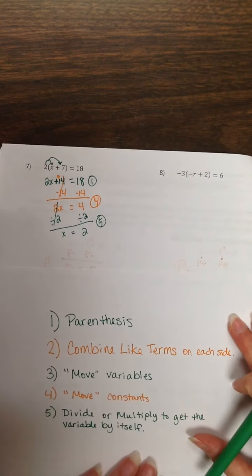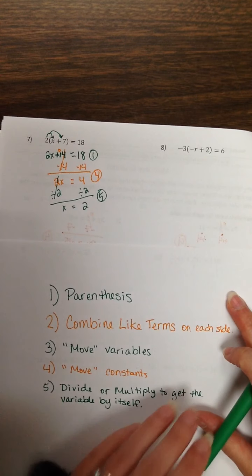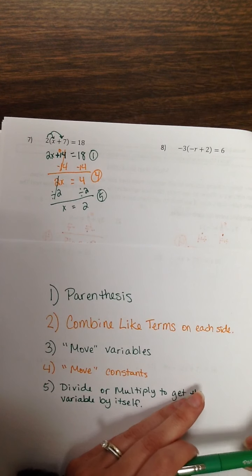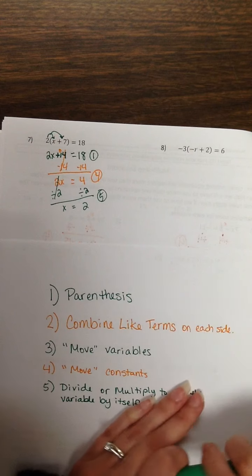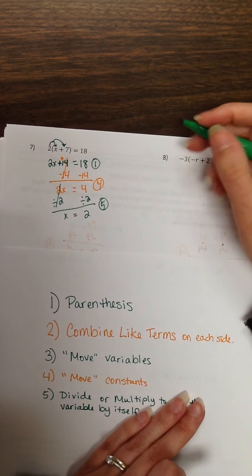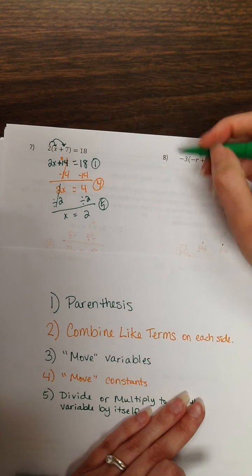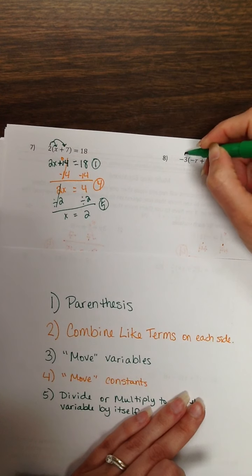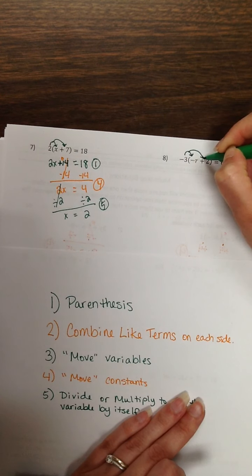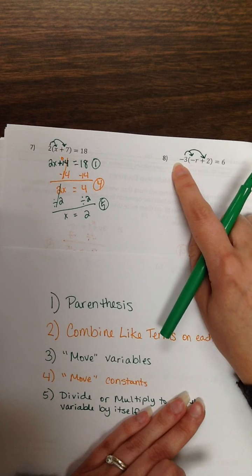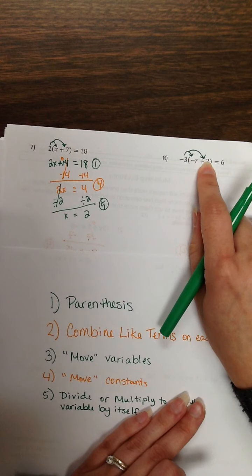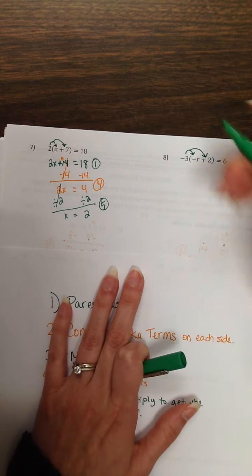Looking at number 8 then, and this is the last problem we're going to do together for this video. Looking at number 8, I want to go ahead and distribute, I want to take care of my parentheses first. I want to distribute here, but I'm distributing a -3. So remember, that negative has to come with the 3 when I'm distributing it.